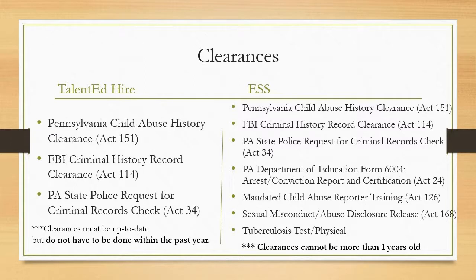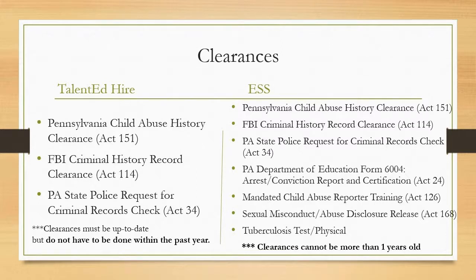Now, when you went through ESS, there were several clearances or tests that you needed to complete in order to submit your application to ESS. You can see the visual right now on the left-hand side is Talent Ed Hire, and that's what we use directly through Neshaminy. These are for positions for a long-term sub at Neshaminy or for a permanent position at Neshaminy. You can see that you need your Pennsylvania Child Abuse History Clearance, your FBI Criminal History Record Clearance, and your PA State Police request for criminal records check.